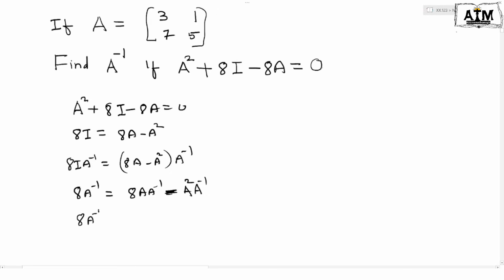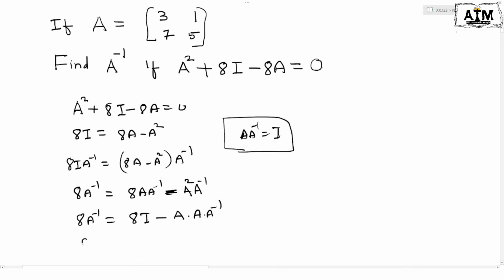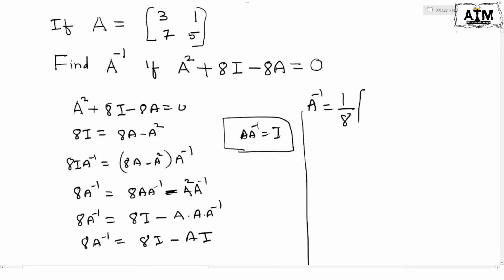Here A A inverse equals I, and this is the basic formula I'm going to use. So this becomes 8I, and A squared can be written as A multiplied by A multiplied by A inverse. So 8 A inverse equals 8I minus A multiplied by I. Now after that, A inverse equals 1 divided by 8 times (8I minus A), where 8I is the matrix [8 0; 0 8]... nothing but 1 0 0 1 scaled, and AI is nothing but A.